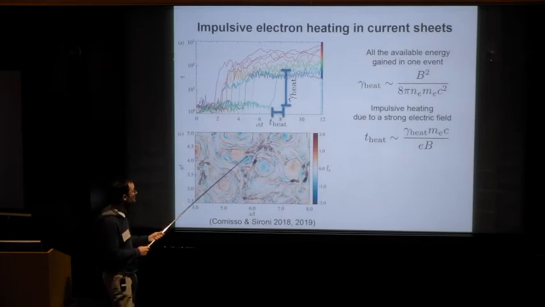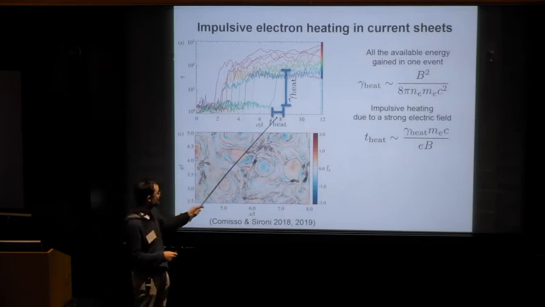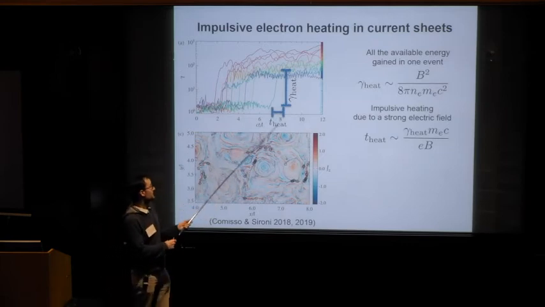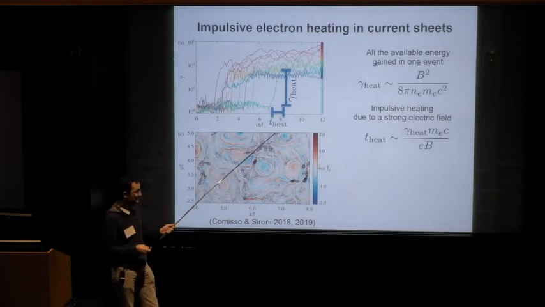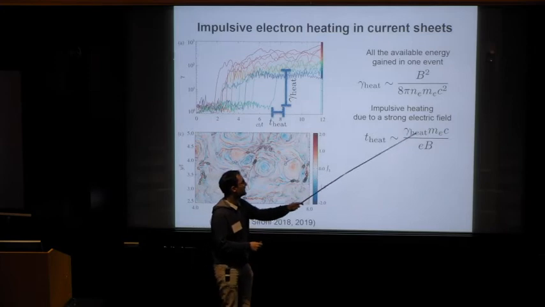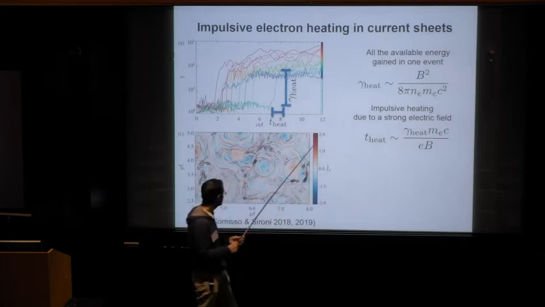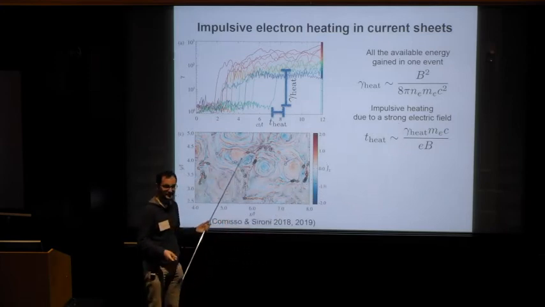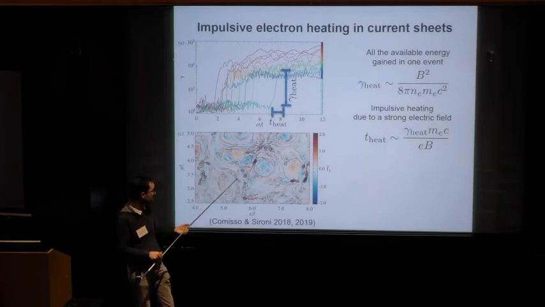The second important point is the time scale over which this is happening. This heating is almost impulsive. If I estimate this time scale, it is just the momentum. In this current sheet, what is accelerating the electrons is an electric field of the same order as the magnetic field.